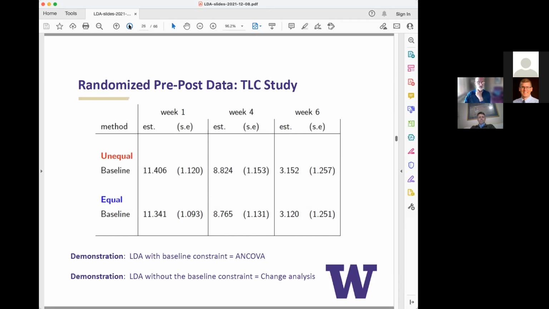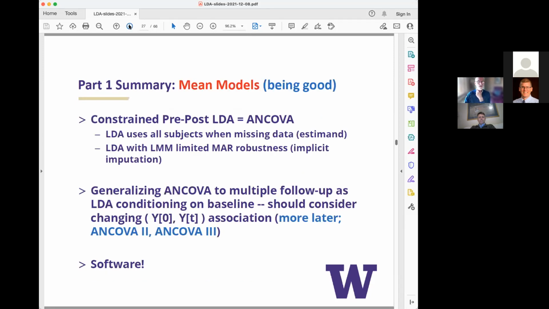I want to then come back to this issue and talk about the phenomena I started to show you that I was worried about. But I want to say this was the end of me being good. And what comes next is me being lucky. What this shows is a couple relationships. We can say constrained pre-post longitudinal data analysis is equivalent to ANCOVA. It's lovely in the fact that it uses all the data that's available, even when there's missing data.